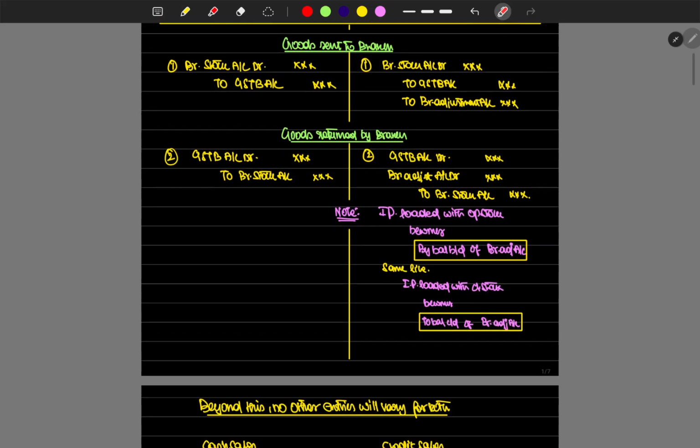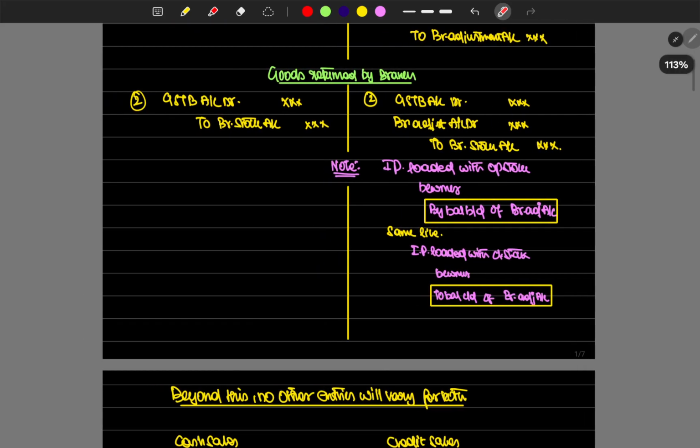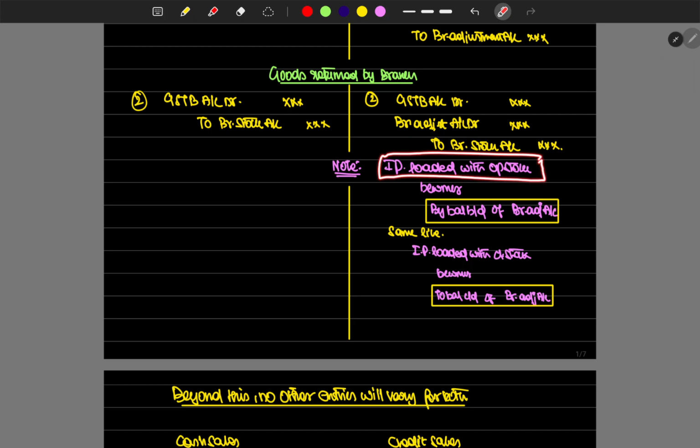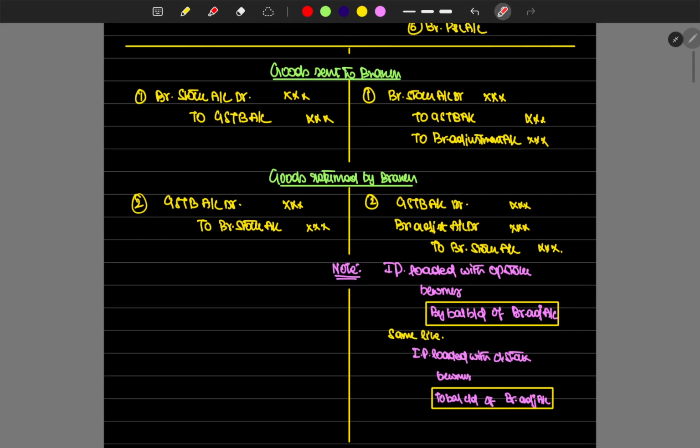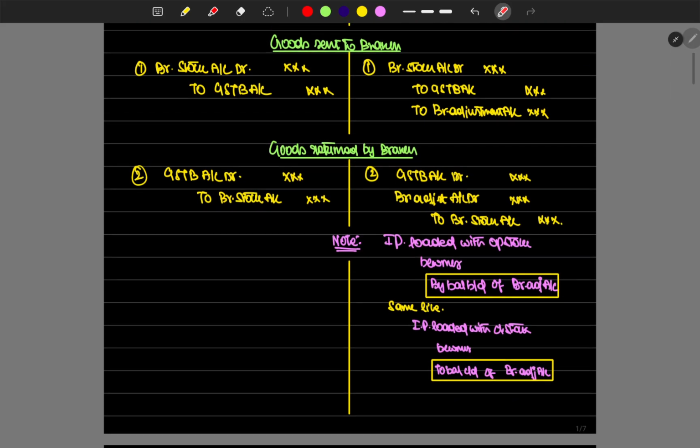Now, if the invoice price is loaded with the opening stock, we have to segregate that opening stock into cost and profit portion, and the profit portion goes to the balance brought down of the branch adjustment account. Same for closing stock: if closing stock is loaded with the invoice price, the profit portion goes to the closing balance of the branch adjustment, which is the balance carried down. That's it. These are the two line items we have to have when it comes to cost and invoice price.